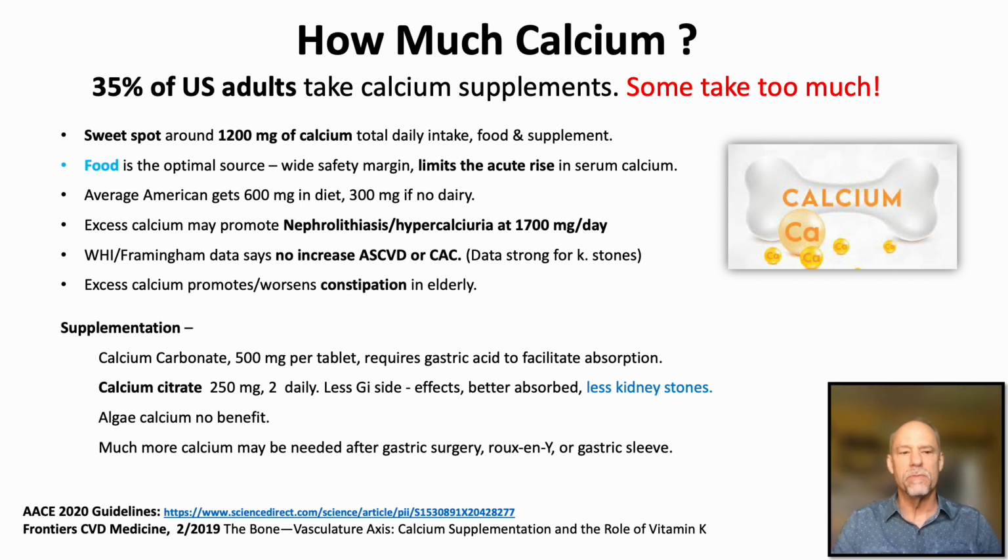So calcium carbonate could be supplemented 500 milligrams per tablet, but this requires gastric acid. So for those that are getting older or are on PPIs, that's probably not the best choice. Calcium citrate is the one I use more likely, 250 milligrams, one twice daily or two daily. And the neat thing about calcium citrate is that it's actually the citrate itself, and I'll show you in a minute, that increases the base environment in the body. So this is better for bones and better for kidney stones as well. And the expensive algae calcium is of no benefit. And people who have had gastric surgery, Roux-en-Y, or gastric sleeve may need more as well.